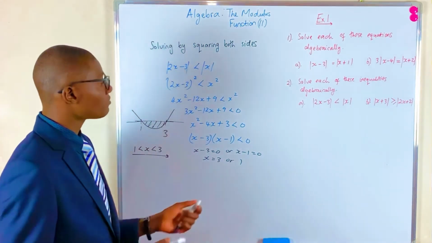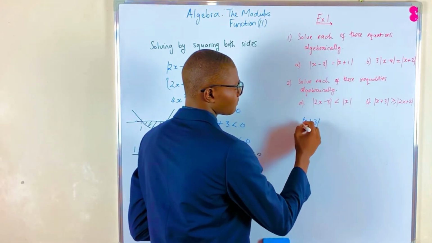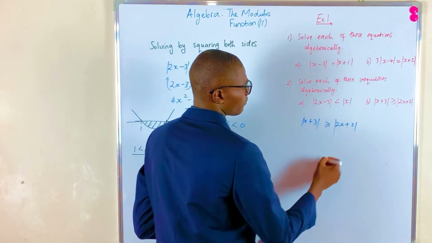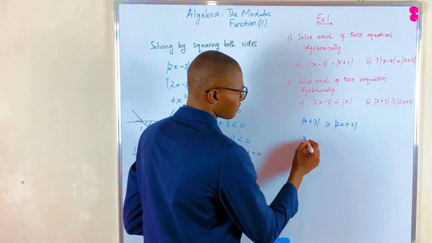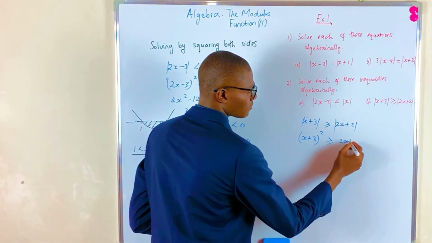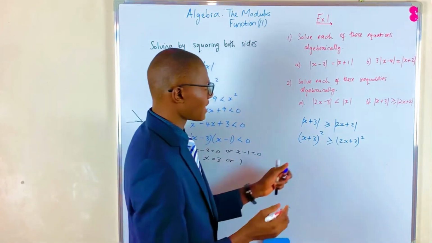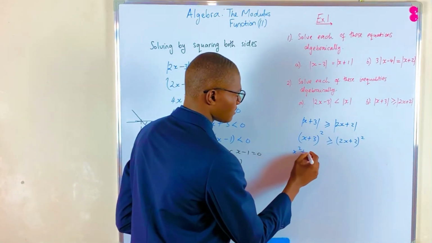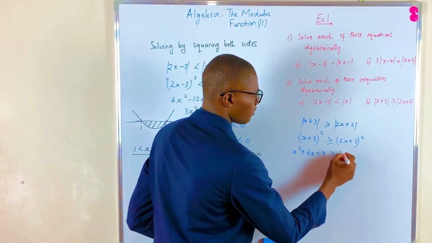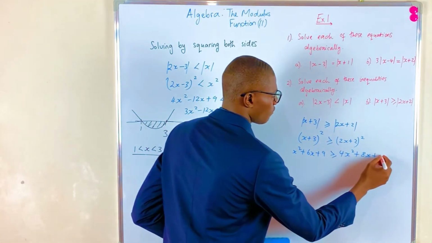And then now moving on to part B, we need to solve for the modulus of x plus 3 being greater than or equal to the modulus of 2x plus 2. So if we square both sides, we've got (x plus 3) squared being greater or equal to (2x plus 2) squared. Such that if we expand, we've got x squared plus 6x plus 9 being greater than or equal to 4x squared plus 8x plus 4.